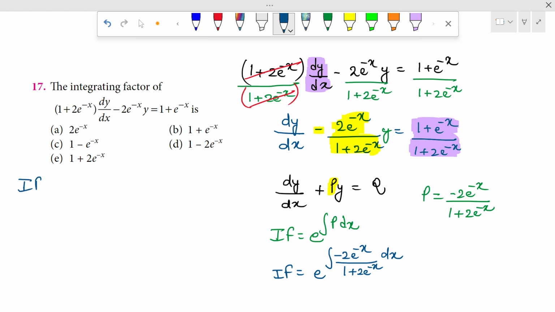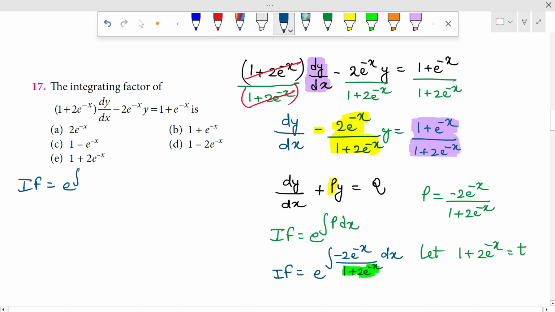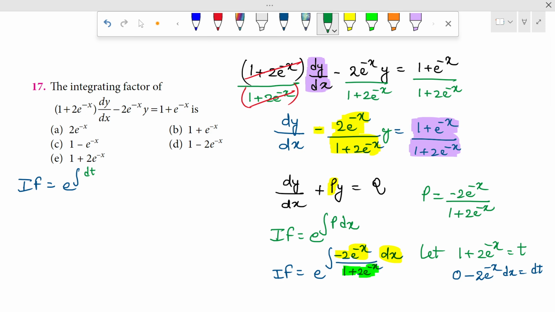Now if I write it over here, we have e raised to the power, suppose I put this as t, 1 plus 2 e raised to the power x, let 1 plus 2 e raised to the power x be t. Then if I take the derivative, this will be 0 minus 2 e raised to the power minus x dx is dt. That means in place of minus 2 e raised to the power minus x dx, I can write dt, and this is my t, so this will be dt by t.